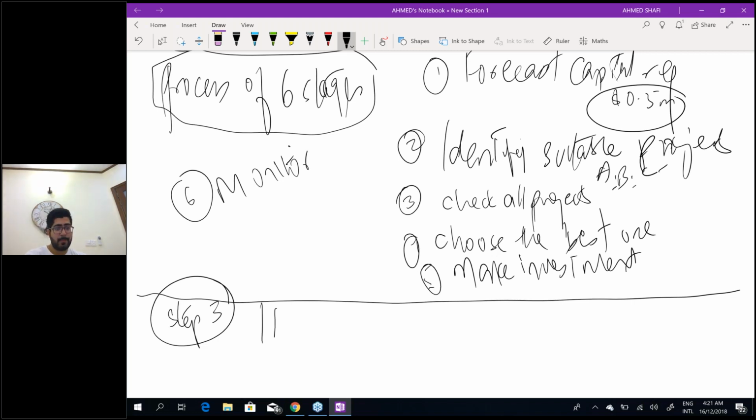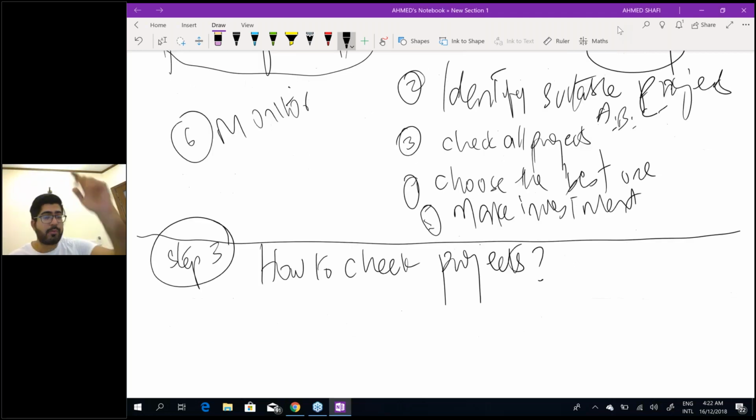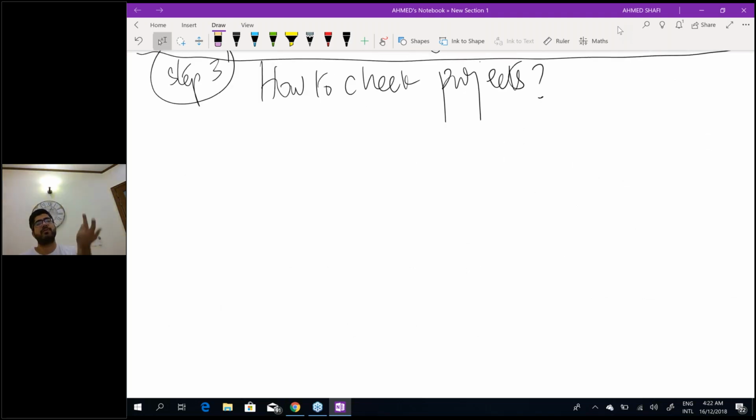The question comes to mind: how to check projects? We are completely familiar with step 1, forecast capital requirements, where the only objective is getting to know the spare cash. Once we know we have 1 million spare cash, we find suitable projects which fall under the range of those funds. Let's suppose we have 4 projects. Now you are saying step 3 is check all projects to see which is the best one. The question is how to check projects.